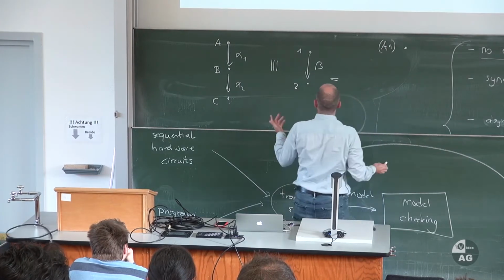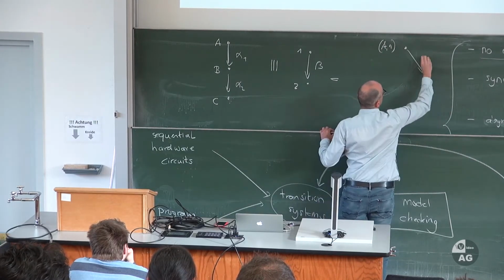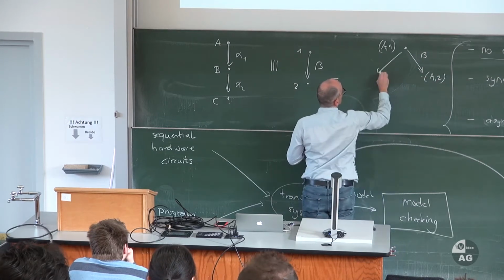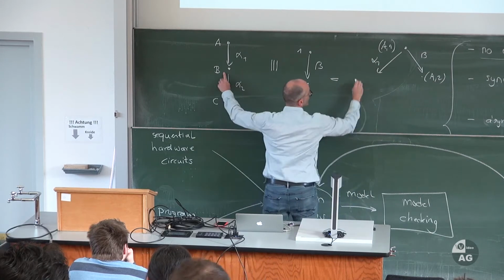Now, what can happen? Either this beta can happen. That means we move to A2. Or alpha 1 can happen. That means we go to B1.